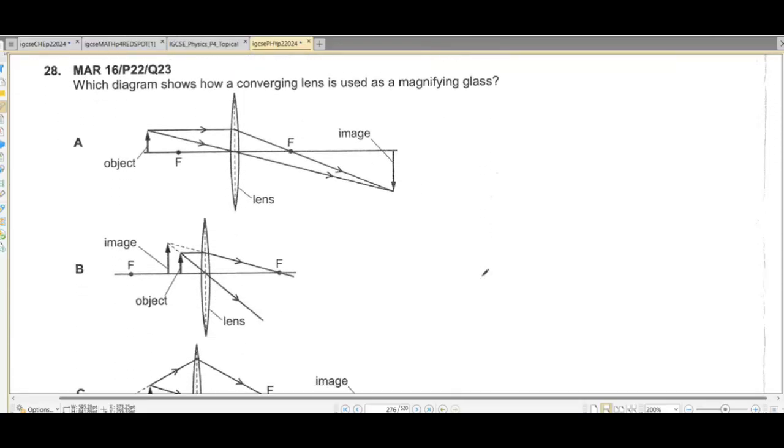Question number 28. Which diagram shows how a converging lens is used as a magnifying glass? So this is certainly not the case. The object is placed between F and 2F. Its image is going to be formed beyond 2F and on the other side of the lens. So this is not correct.